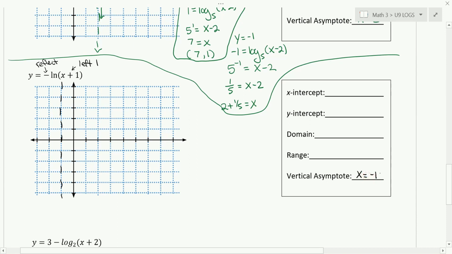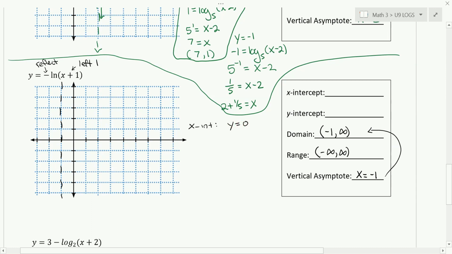Without even getting the graph, what would the domain be? -1 to positive infinity. What would the range be? Negative infinity to positive infinity. So that's kind of the relationship between these values. X-intercept, y-intercept, we got to find. Okay, so start next with the x-intercept. Plug in 0 for y. See what you end up with.